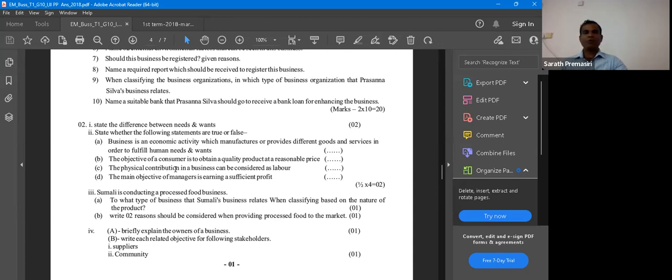The physical contribution in a business can be considered as labor. This is half correct, half wrong.